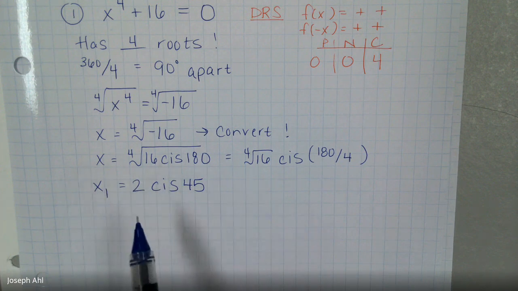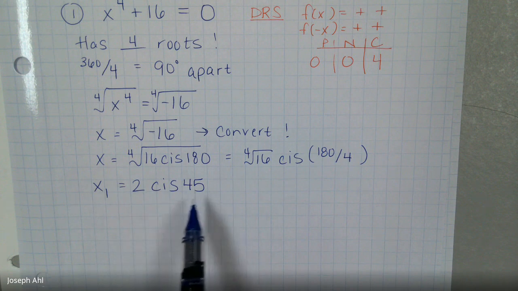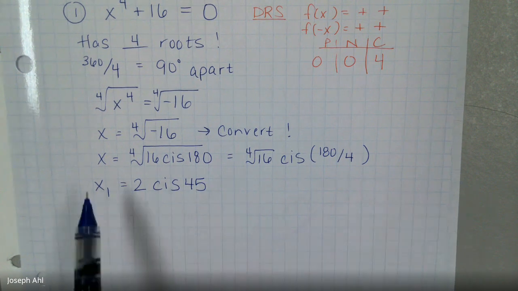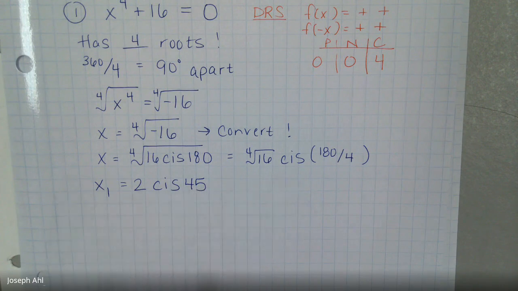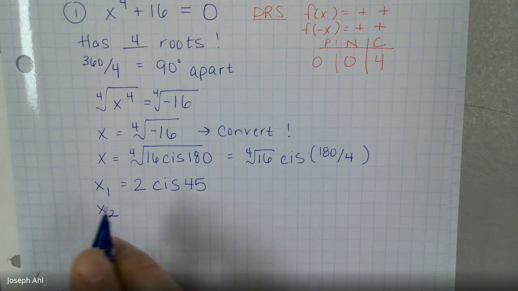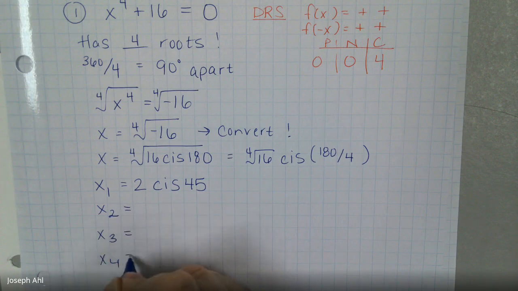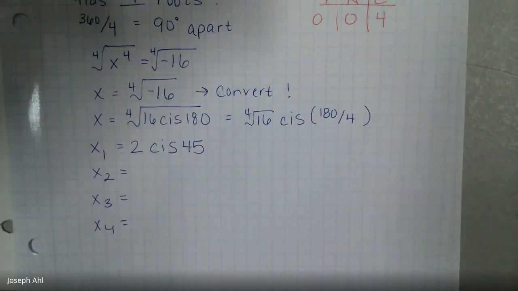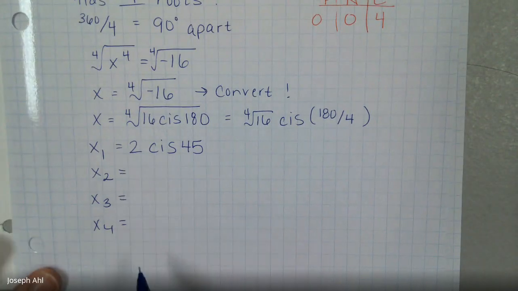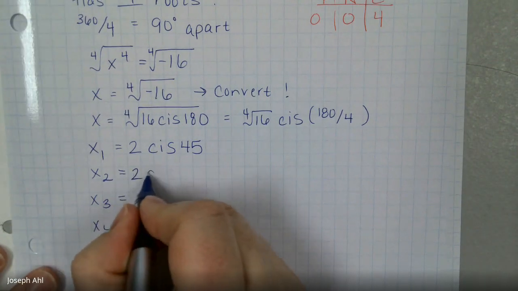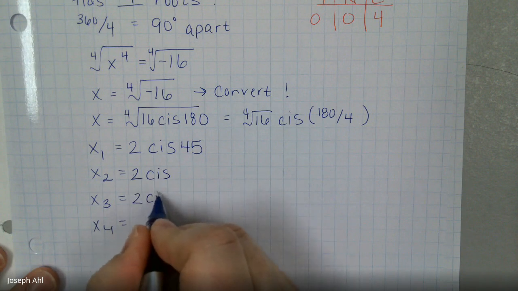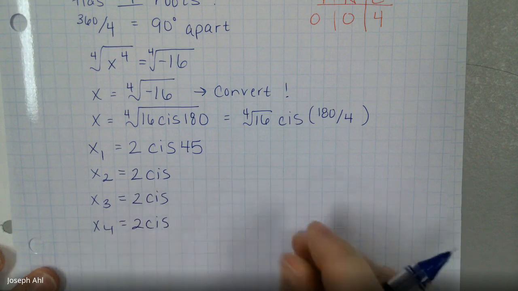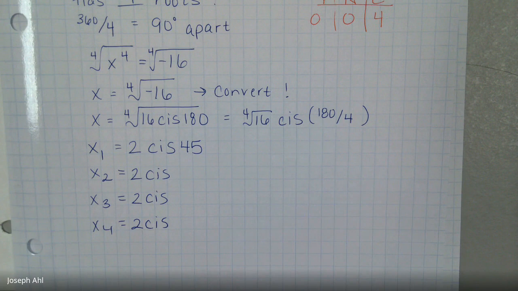So given that that's our first solution, again, this is called the principal root. You don't have to necessarily look too much into that other than knowing it's our first solution. We said that there are 4 solutions total. So we need an x2, an x3, and an x4. And if we think about the patterns that we saw in that other example that we started with today, we know that for the other 3 solutions, it's going to be 2 cis something. And what are those angles that it's going to be cis of?